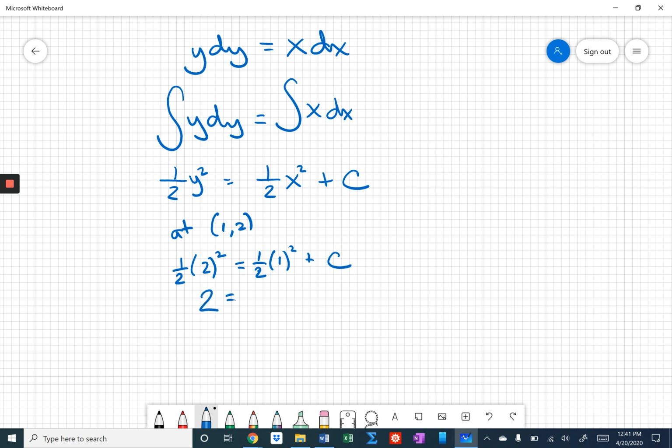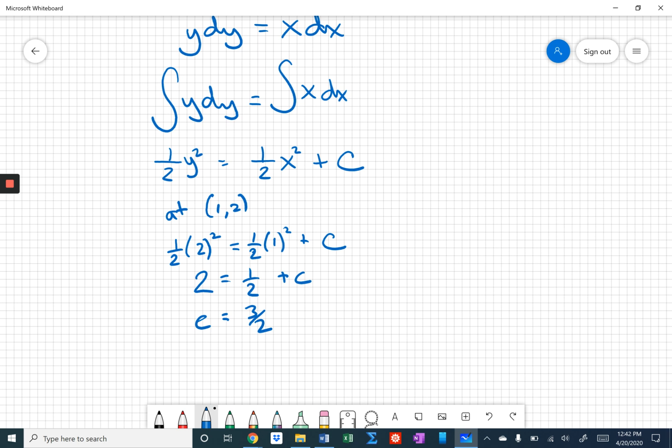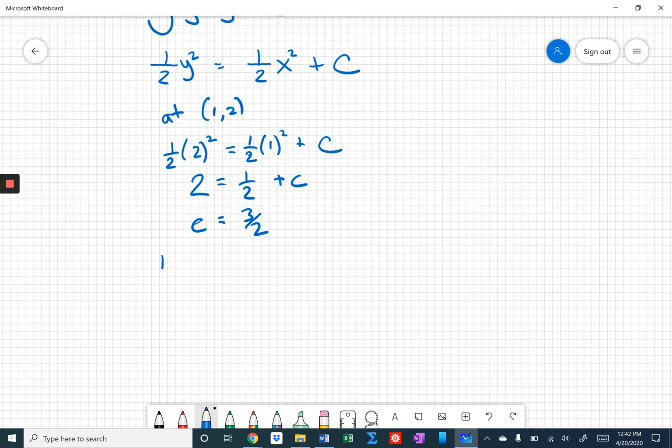So over here we get 2. Over here it looks like we get a half plus c. So c is going to be 2 minus a half, 1.5, or 3 halves if you want to use the fractional form, which I do. So now I'll go plug that back in. 1 half y squared is equal to 1 half x squared plus 3 halves. And now all we have to do is solve for y. Okay, so let's multiply by 2 first to clear the halves, all the fractions.